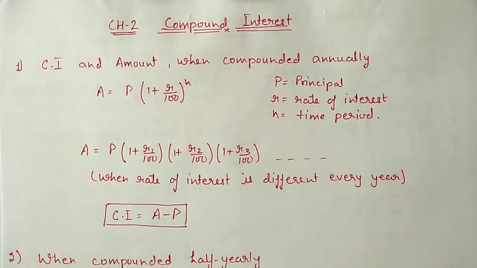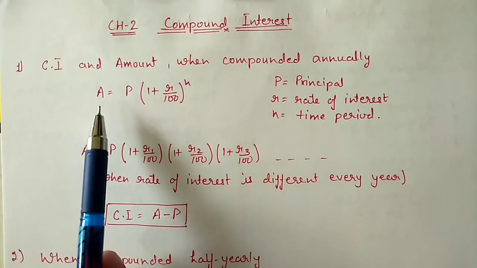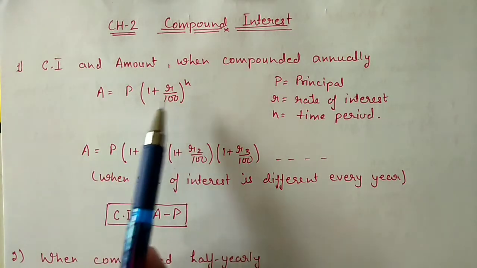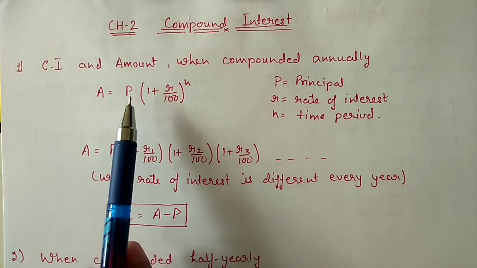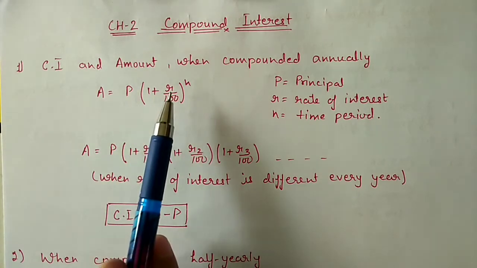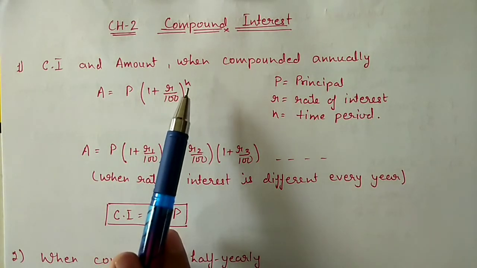Hello students, we are doing chapter number 2, compound interest, and today we will start the second exercise of this chapter. In this exercise you will learn how to find compound interest and amount with a direct formula. To find the amount we have a direct formula: Amount is equal to P (1 + R/100)^n. Here in this formula, P means the principal money, R means rate of interest and n means the time period.